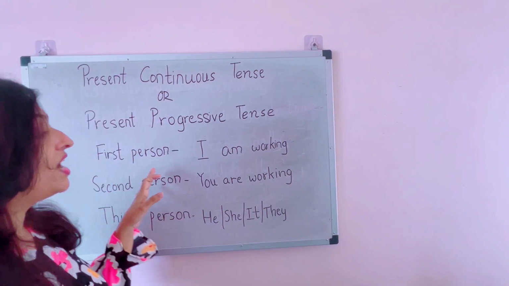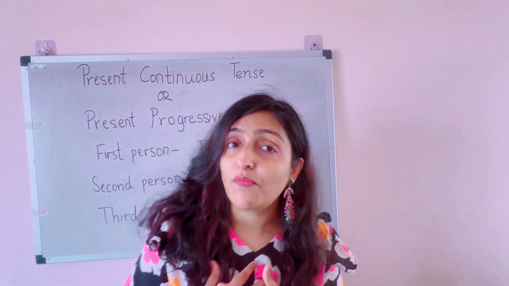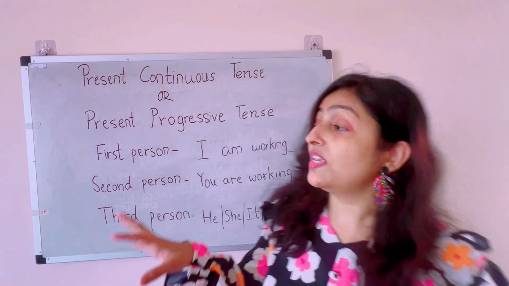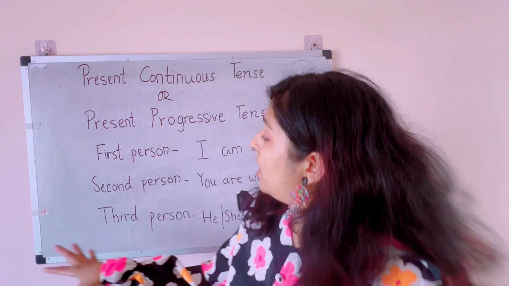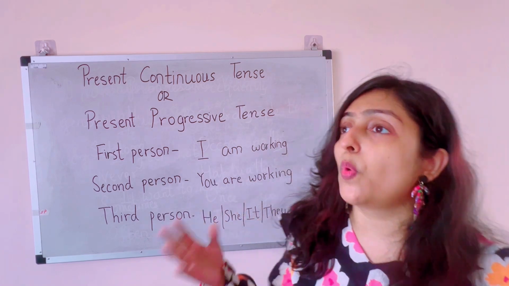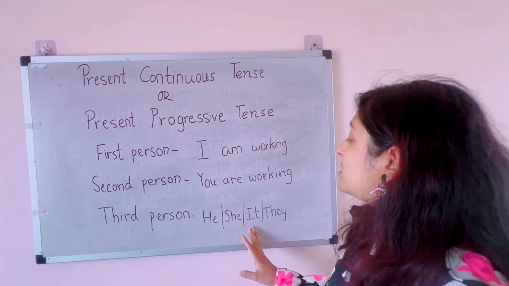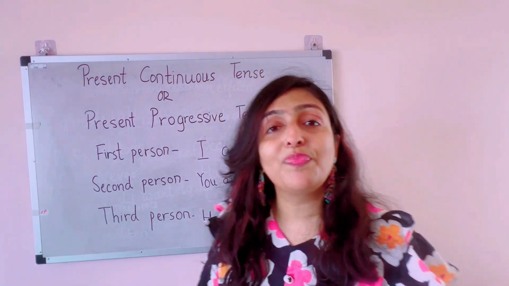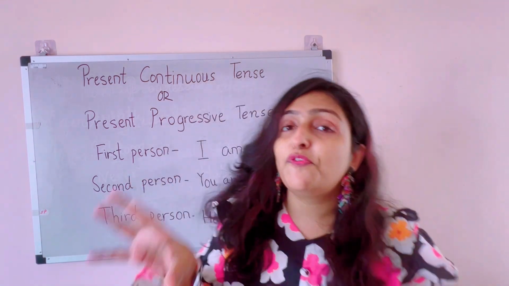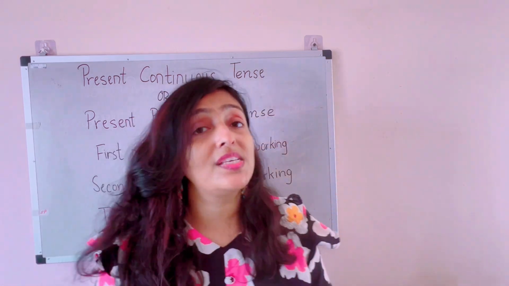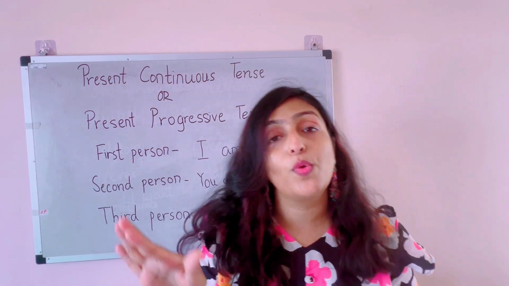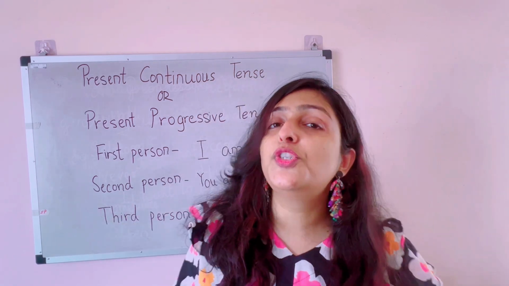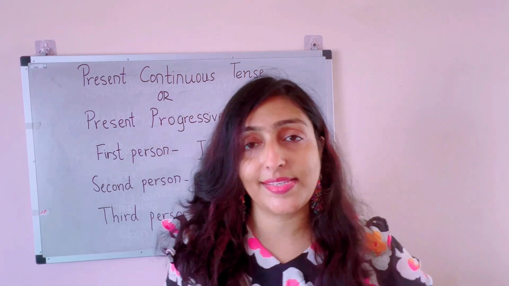So let's look at the narrative voices. In first person narrative voice, I could say, I am working. In second person, you are working. Third person, he is working, she is working, it is working, they are working. So these are the examples. Today let's focus on the uses of continuous or progressive tense, what their functions and purpose are, when and where we use this tense.